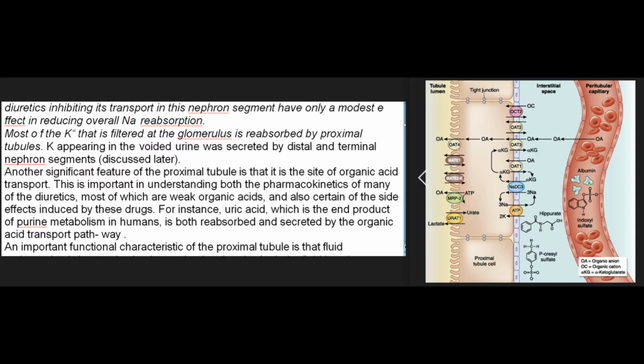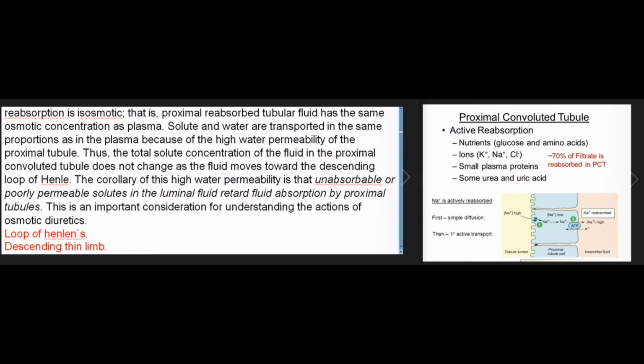For instance, uric acid, which is the end product of purine metabolism in humans, is both reabsorbed and secreted by the organic acid transport pathway. An important functional characteristic of the proximal tubule is that fluid reabsorption is isosmotic, that is, proximal reabsorbed tubular fluid has the same osmotic concentration as plasma.